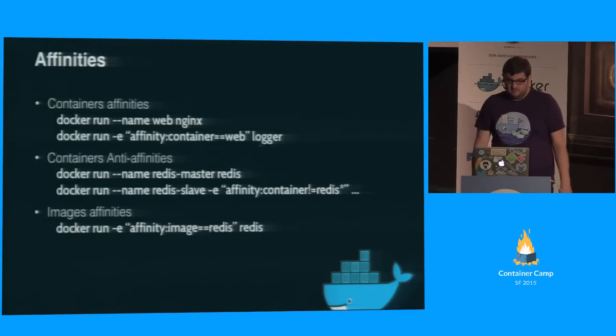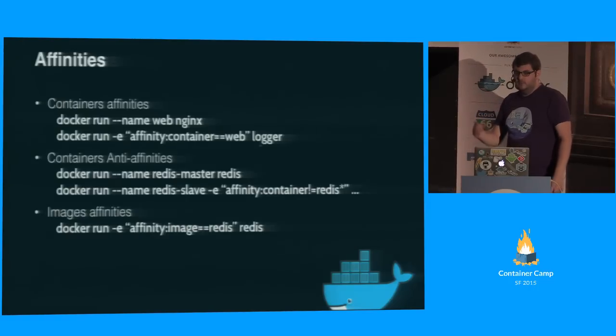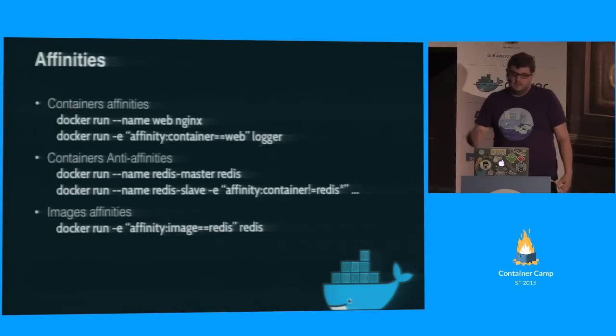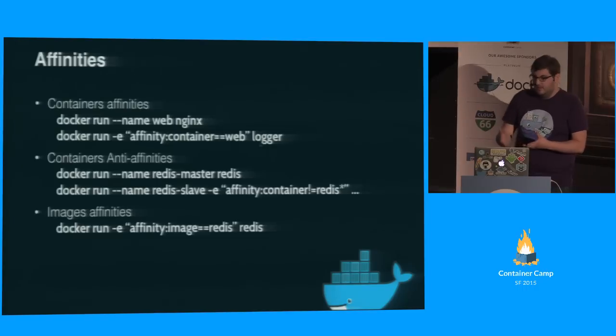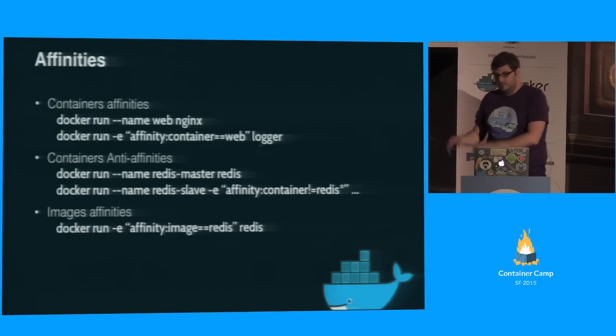And also we have image affinities. So basically this docker run with image equal Redis will force Swarm to pick a host where the Redis image is already pulled. So it can be useful if you don't want to pull the image from the hub, or if it's an image you built locally on one machine. With this affinity, you can specify I want to run on this host.